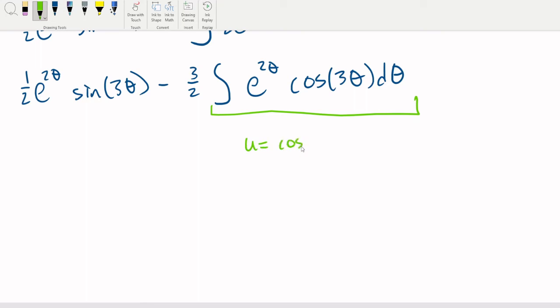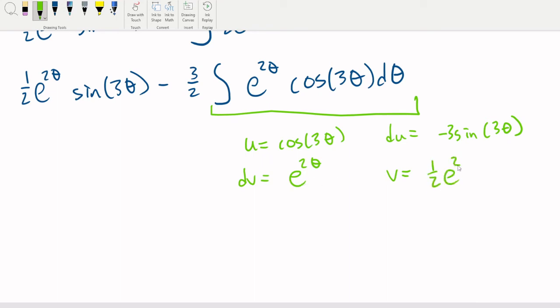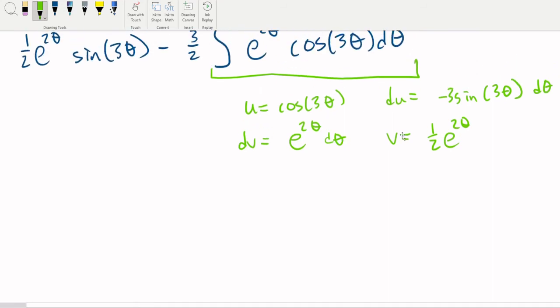u equals cos 3 theta. Okay, du, and then we've got dv equals e to the 2 theta, v equals. All right, derivative. Derivative of cosine is negative sine, but this is technically chain rule, so don't forget your 3. Well, we already did this antiderivative, so that's not too bad. e to the 2 theta. Okay. All right, so let's put this together again using your integration by parts.